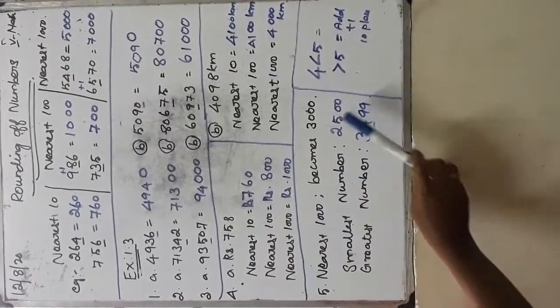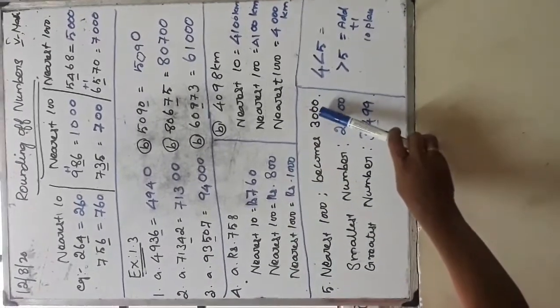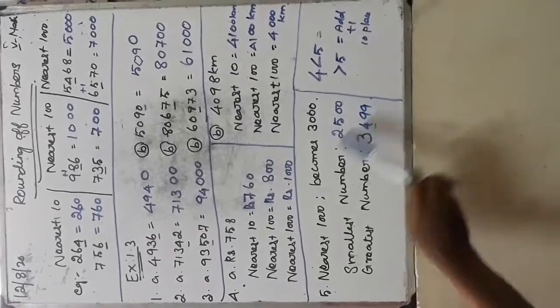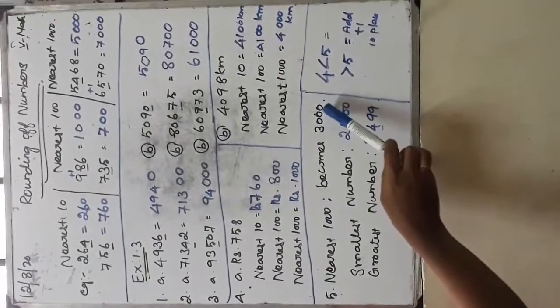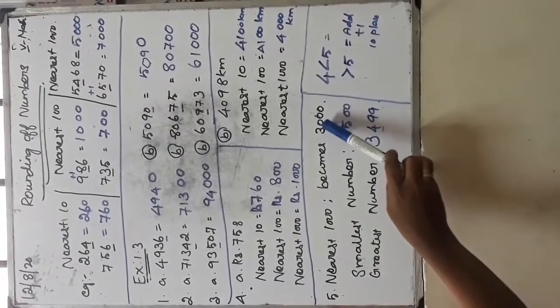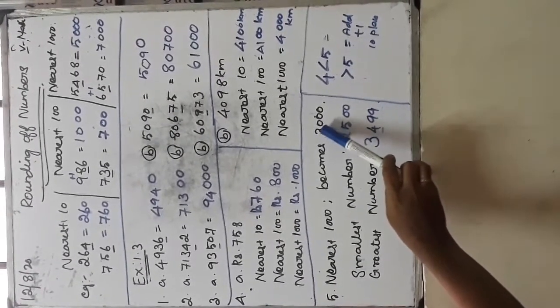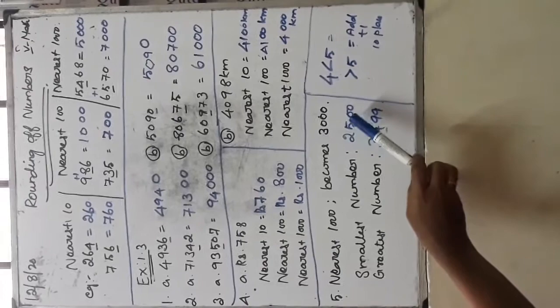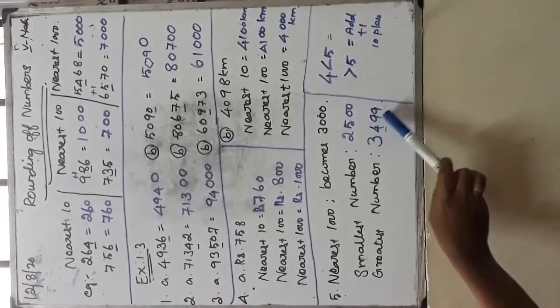So how do you write this? For the nearest 1000, here 3 zeros are there. So look at what? Look at the digit and you have to add 1 to the 3. So 3499.